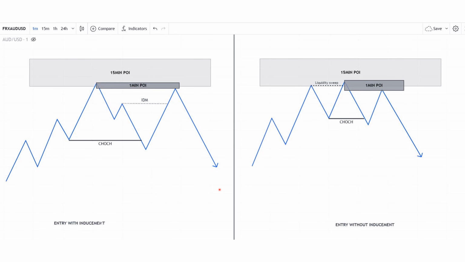The only thing you need to remember is that on this first one, you need inducement to enter a trade. On this second one, all you need is a liquidity sweep, and even if there was inducement here, it's just extra confirmation, but you don't need it actually. As long as the liquidity sweep has already happened here, you can take a trade here. It's very, very much fine. All right, guys, so these things are straightforward.